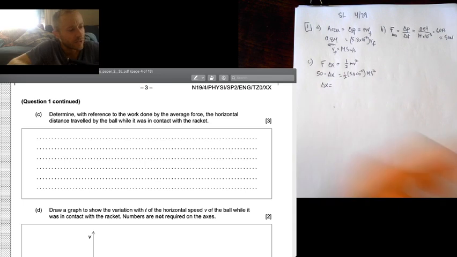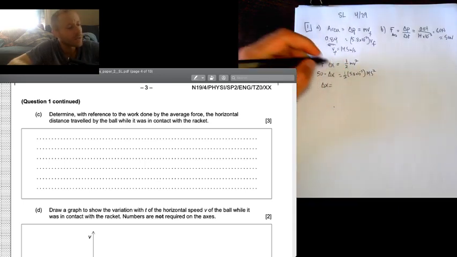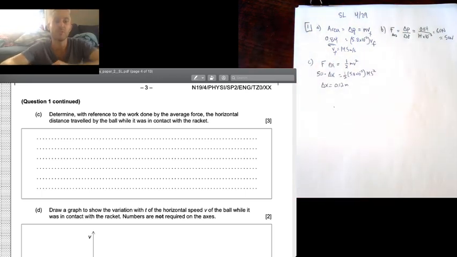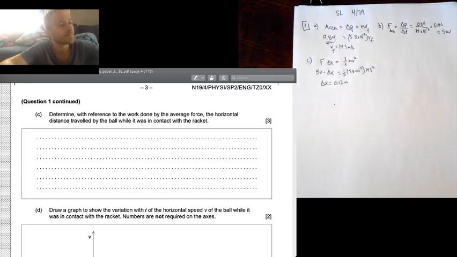So I got a delta x of around 0.12 meters, 12 centimeters. That seems reasonable to me. Okay.